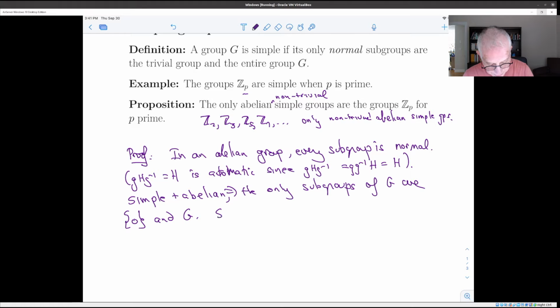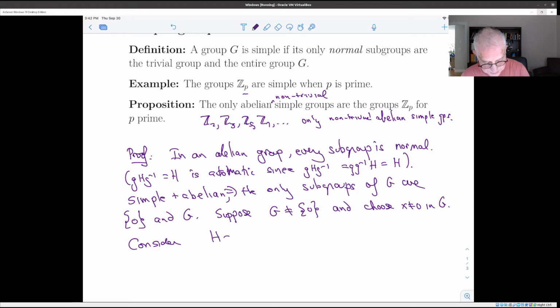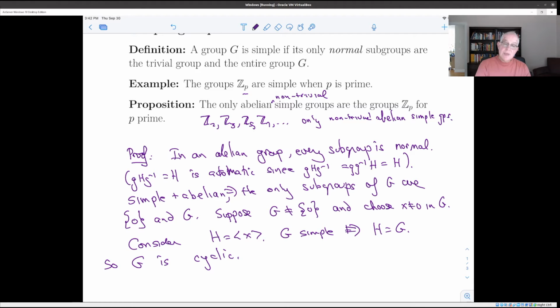So suppose G is non-trivial, and choose X in G, and consider the cyclic subgroup H generated by X. Well, if G is simple, then it must be the case that H is equal to G, because this is a subgroup, and the only subgroups G has are the trivial group or the whole group, and H isn't trivial because it contains X. And this tells you that G is cyclic, because it's generated by the powers of a single element X. And we know what the cyclic groups are.